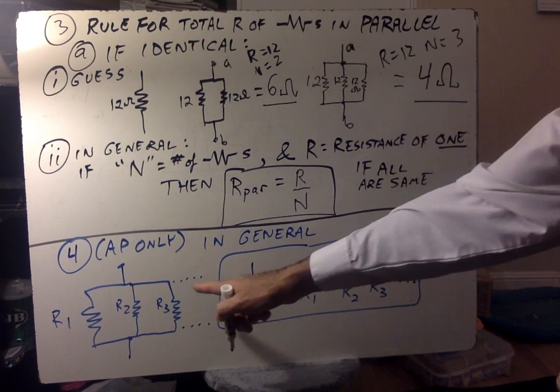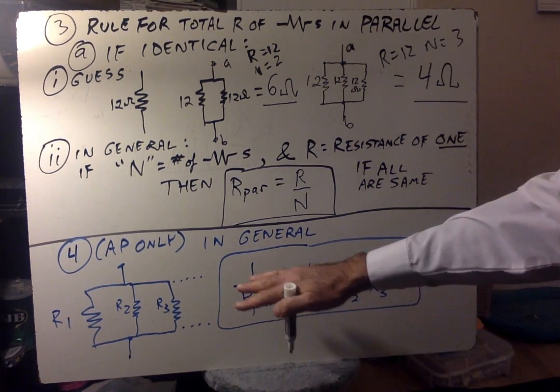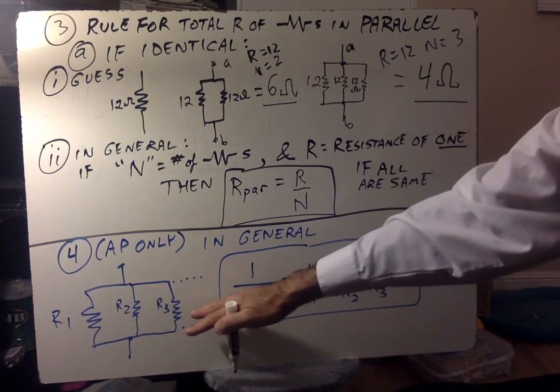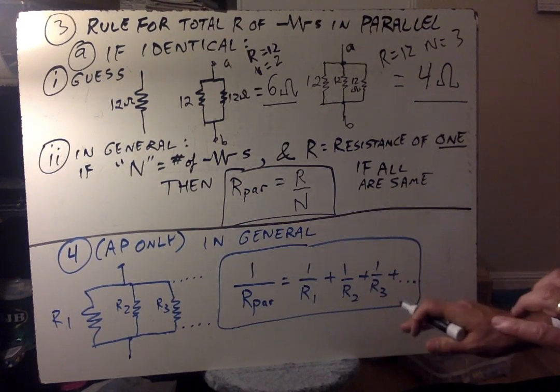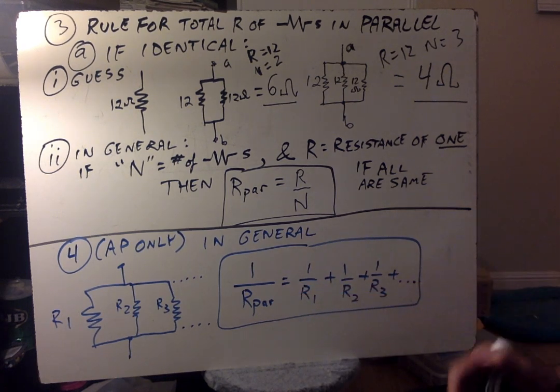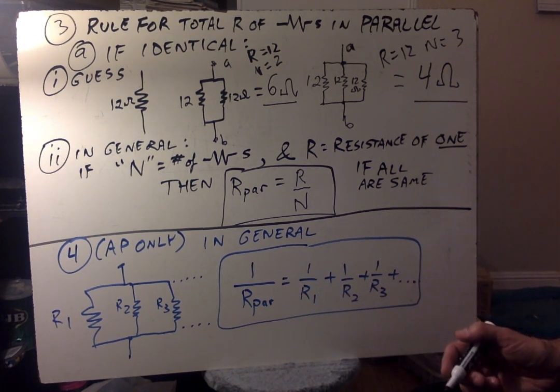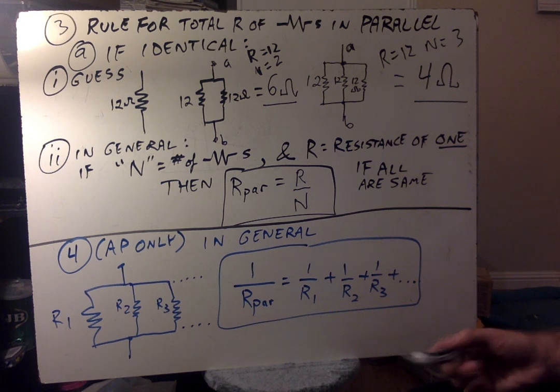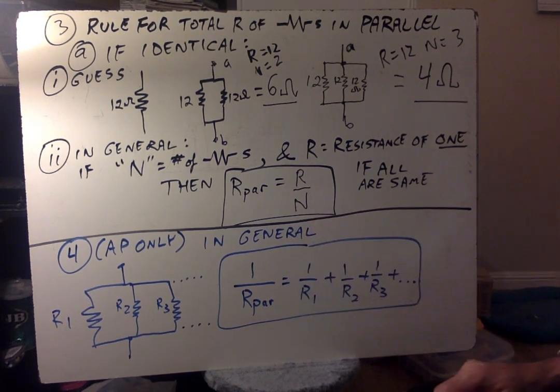All right, for the AP class only, you would use this formula when the resistances are not identical, in general for any circuit where the resistors are in parallel. And this is the rule. This is an unusual rule. It's not too hard to use if you have a calculator. You just plug in numbers and solve for what you want. But I want to say something about how unusual it is. It's a reciprocal rule, and you'll see more and more of those as you do more science and engineering.